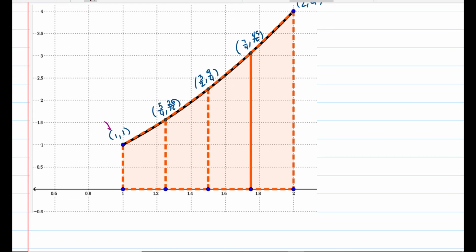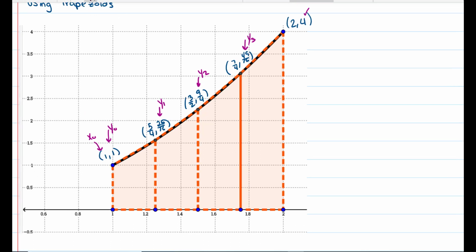So it might help to point out that this is x0 and this is y0. This one's y1, this is y2, this is y3, and this one is y4. So again, x0, x1, x2, x3, and x4.